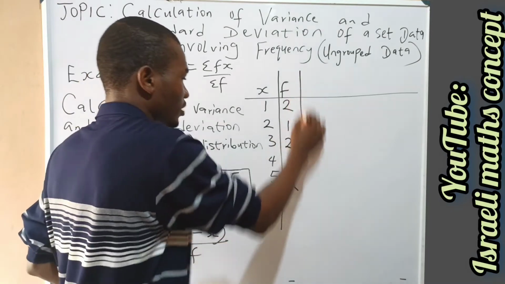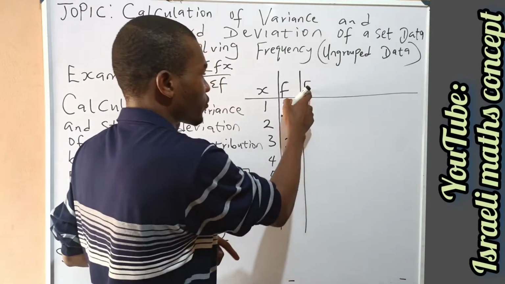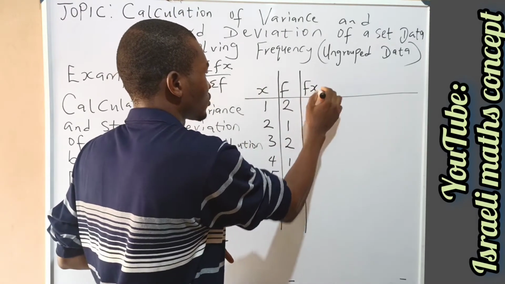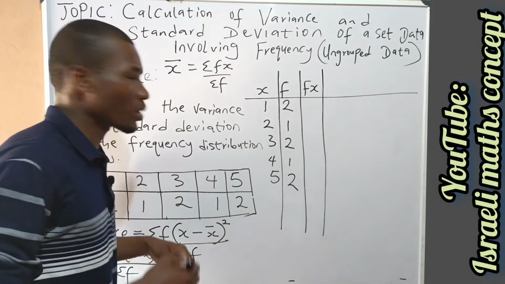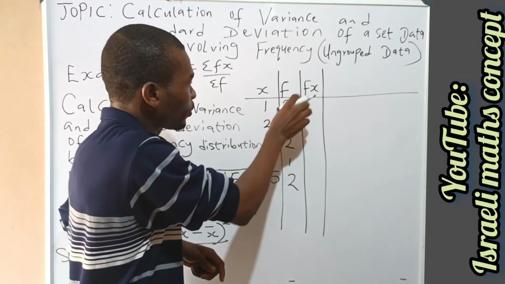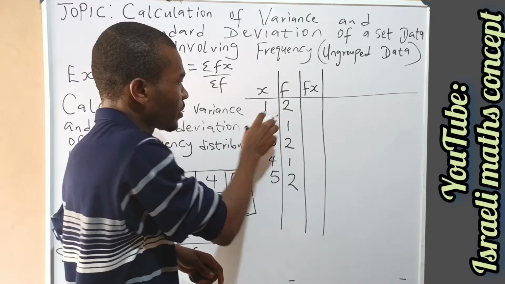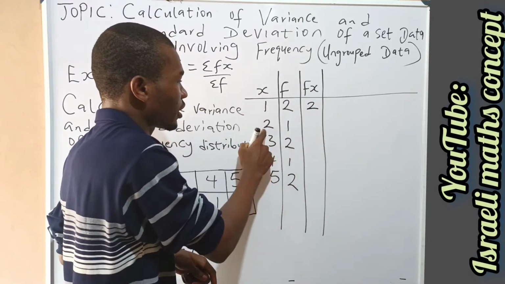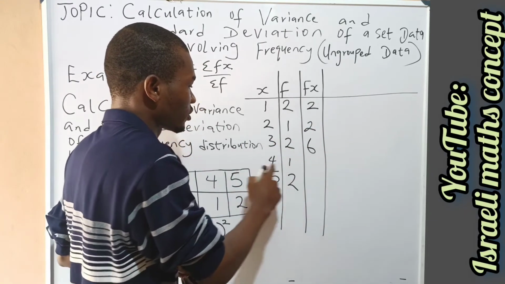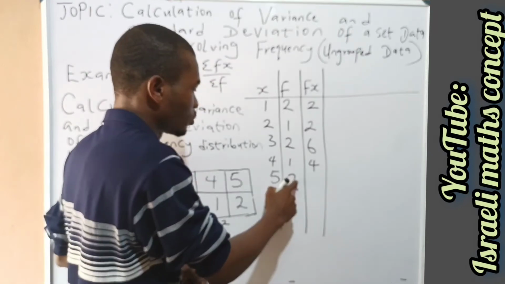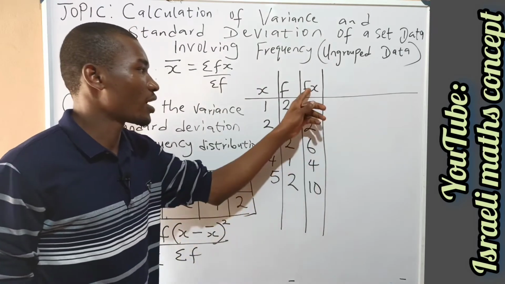Then the next column, we have our fx. That is the product of our frequency and our scores. So let's find our fx, which simply means multiplying the frequencies with the scores. 2 multiplied by 1 is 2, 1 multiplied by 2 is 2, 2 multiplied by 3 is 6, 1 multiplied by 4 is 4, and 2 multiplied by 5 is 10. So this is basically our fx.